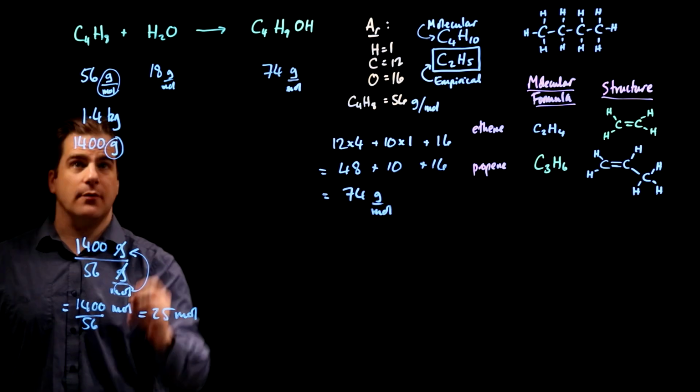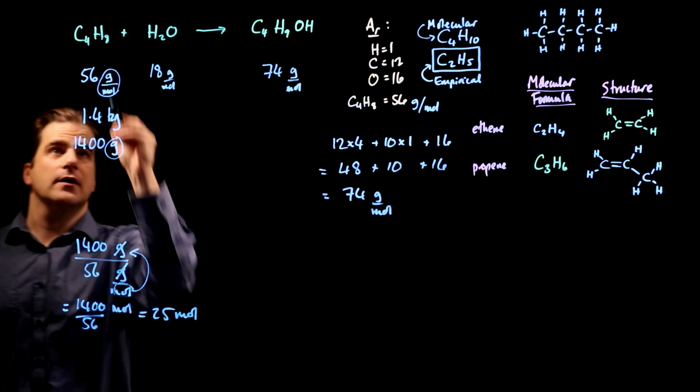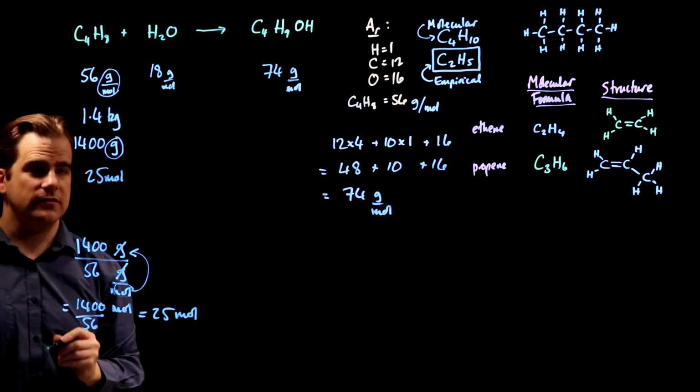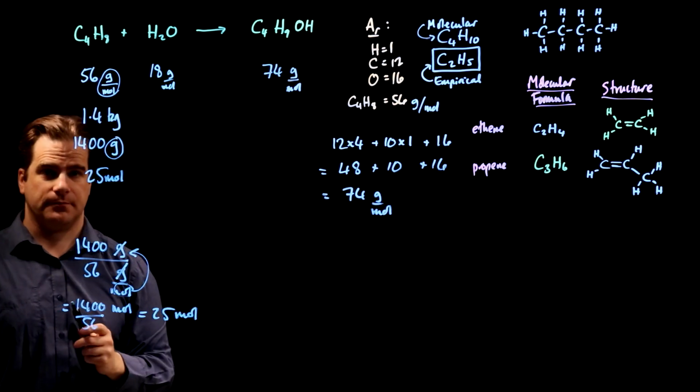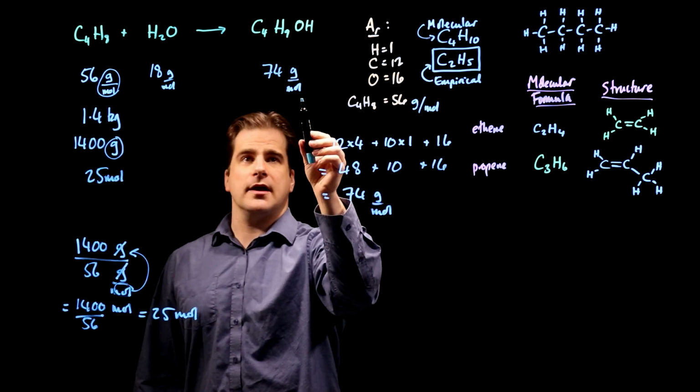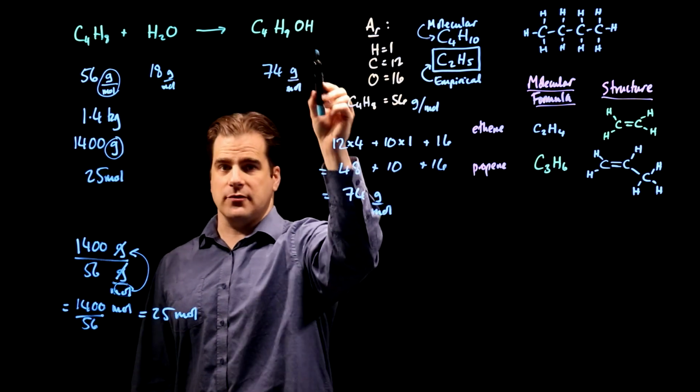Okay, once you've worked it out, write it in the column. We know that we have 25 moles of butane. Okay, where do we go from here? We're looking to work out the mass of butanol.